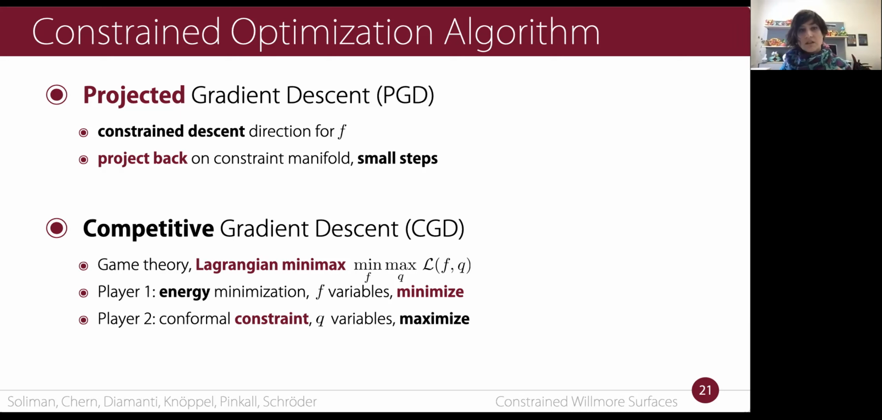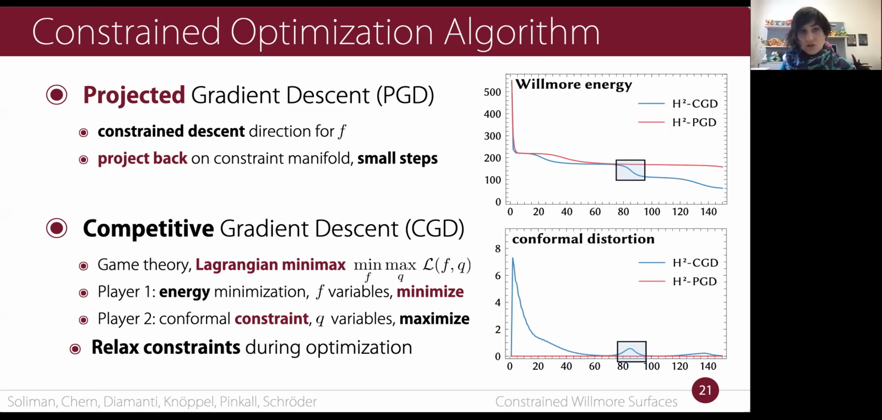And what happens in CGD is both players try to anticipate what the other player will do before they actually make their move, meaning compute their descent direction. This boils down to writing a bilinear local approximation for this Lagrangian in terms of the updates for F and Q, and solving for them simultaneously. The good thing about CGD is that it doesn't have to stay within the constraint manifold throughout the optimization. It only asks that constraints are satisfied at the end.